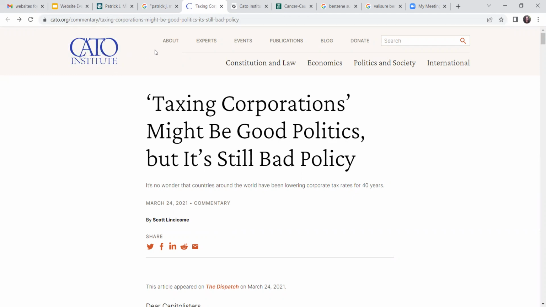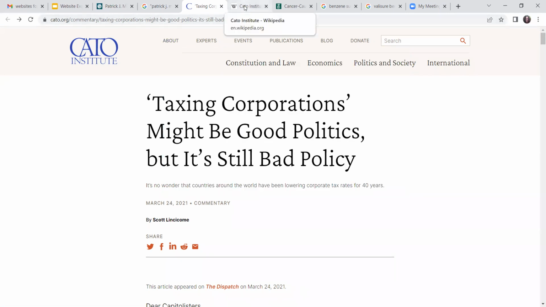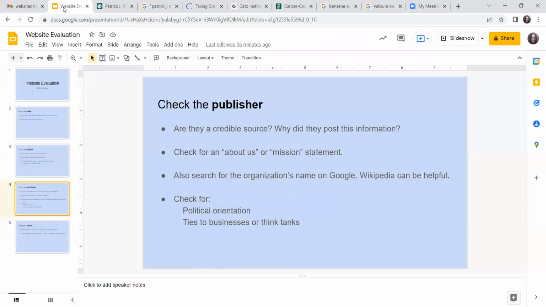One of the things you should be sure to do is to click on the About Us link, or it might be called Who We Are or What We Do. And you can poke around there and see more information about them. Another thing that you could do is search for them on the internet. Wikipedia, again, can be helpful. One thing you want to do is look for if there's any political orientation that the publisher already has that might slant their results or slant what they're saying.